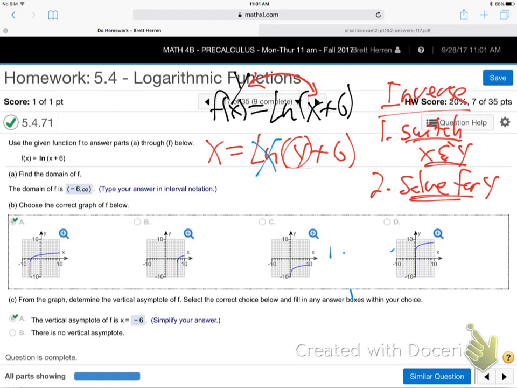I don't see a base. There's not any lower down number here. What is the base for ln? E. Yeah, do you remember from Algebra 2? It's E. Yeah. There's two understood bases.